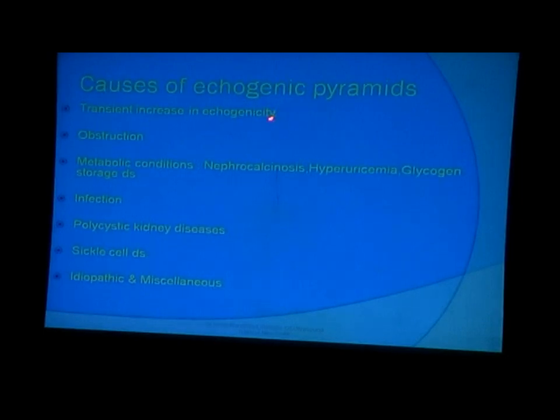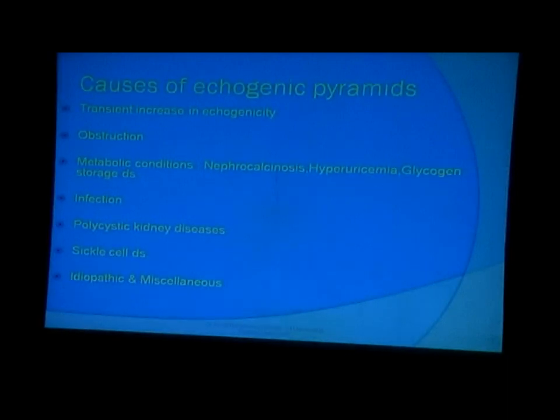There may be a transient increase in echogenicity for some time. Then the increase in echogenicity may be because of obstruction, that is hydronephrosis. Then there may be metabolic conditions like increased uric acid, hyperuricemia, glycogen storage disease, nephrocalcinosis. Infections can be another cause. Polycystic kidney disease may look like echogenic pyramids, and polycystic kidney disease which presents in infants has a very different picture from adult polycystic, because in infants the cysts are very small. So the overall picture is like bright kidney, infantile polycystic kidney, autosomal recessive. Then sickle cell disease, and sometimes it may be idiopathic.